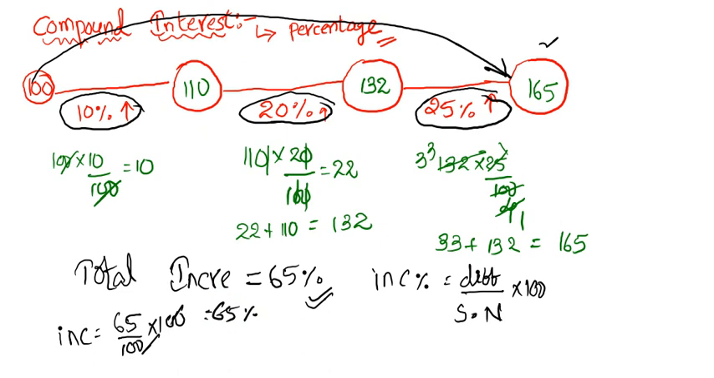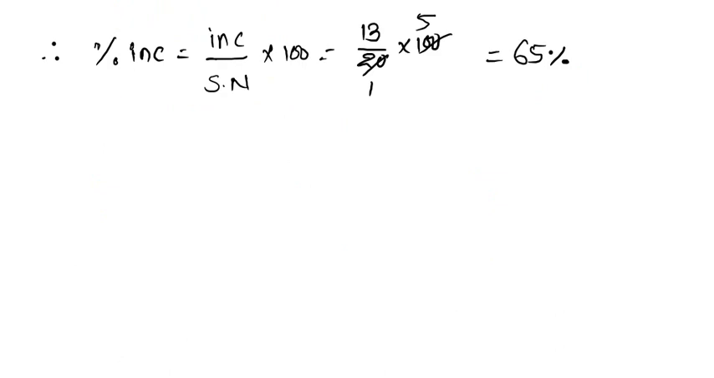This is what we are doing, means successive increments. Understood or not? In the same way, the compound interest. What does compound interest mean?